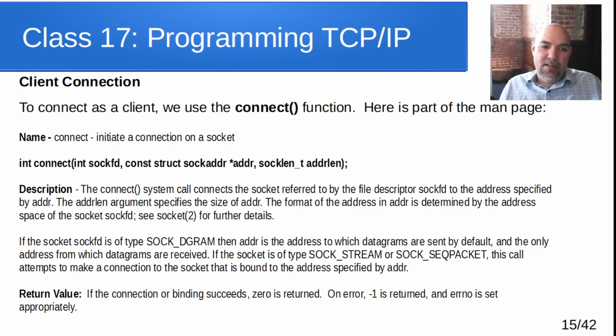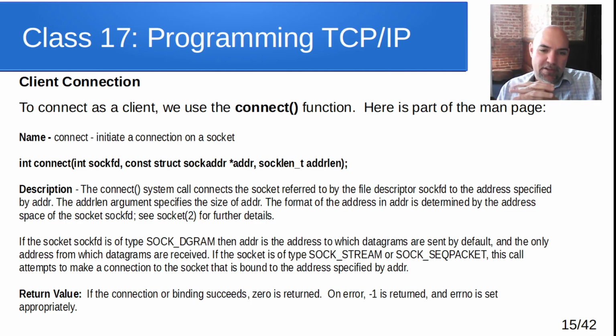of doing networking. Now, if the sockFD is of type SOCK_DGRAM, then ADDR is the address to which datagrams are sent by default, the only address from which datagrams are received. If the socket is of type SOCK_STREAM or a sequence packet, this call attempts to make a connection to the socket that is bound to the address specified by ADDR. So in other words, if we do SOCK_STREAM, it's going to connect to the other end. If we do DGRAM, it just sends it out.